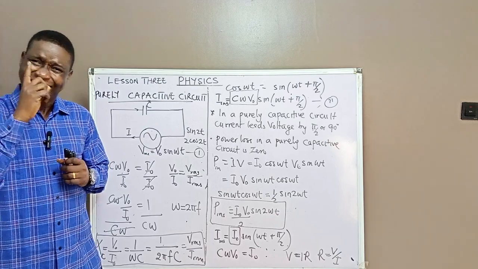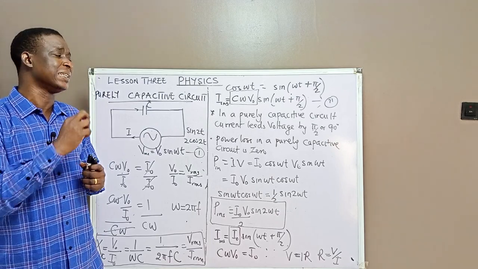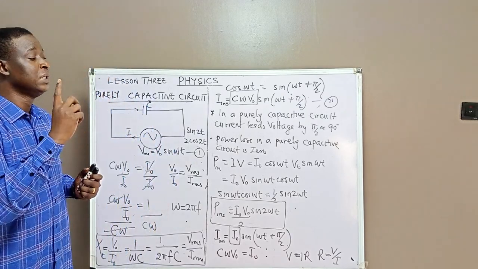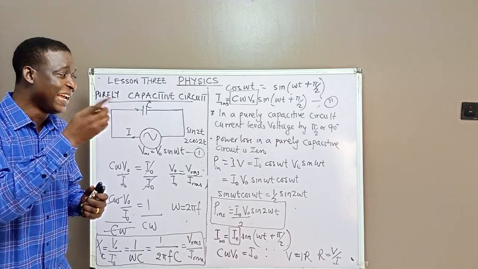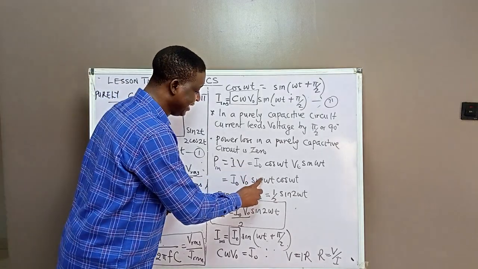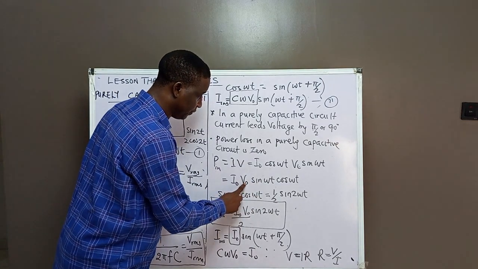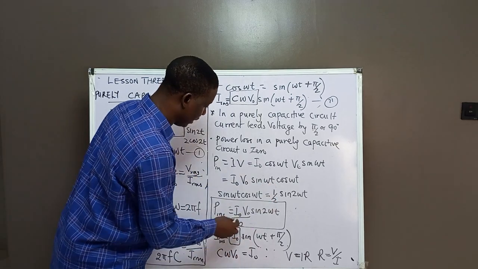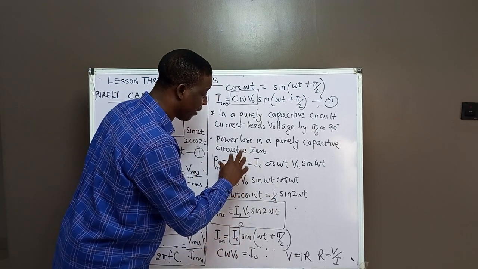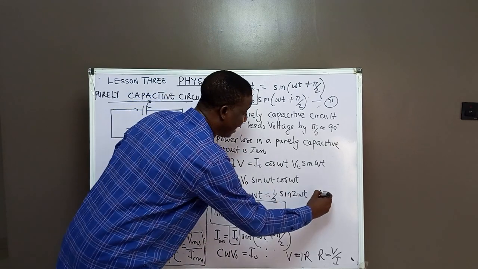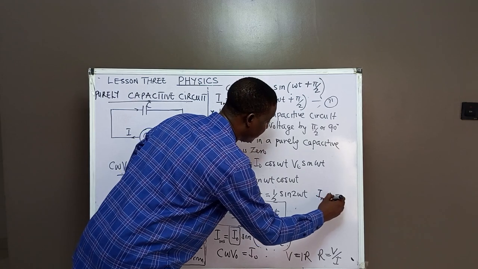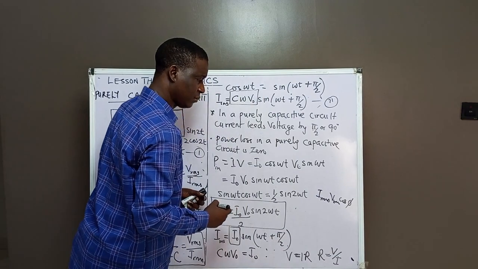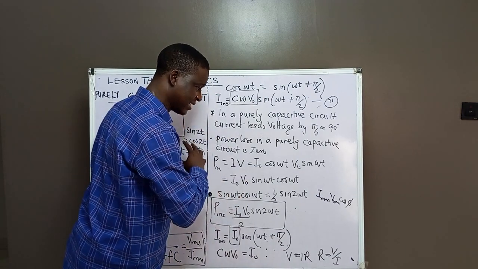Number two, the power loss in a purely capacitive circuit is 0. Why? Because all the parameters are changing, including the time and the angle. If you check, the formula for power loss is IRMS VRMS cos phi. That's what I gave you in lesson 2.